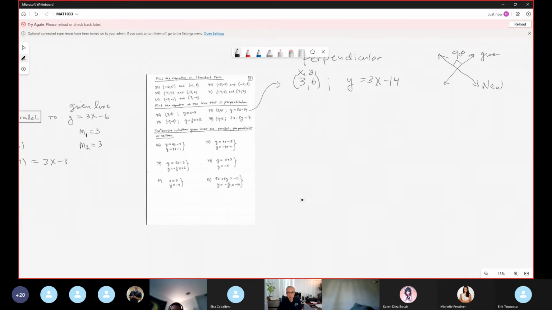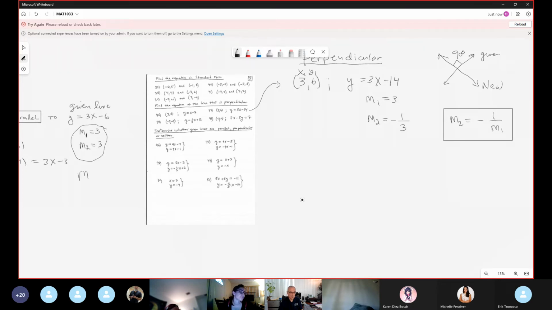Okay, one more time I discover the slope is 3. Nice. However, the new slope is not 3 because it's perpendicular. It's the reciprocal, 1/3, and the opposite sign, negative. This is the formula, guys. The formula is slope 2 equals minus 1 over slope 1 in the perpendicular case. And the parallel is the same: slope 1 is equal to slope 2. Be careful with this. You need to read the problem carefully.